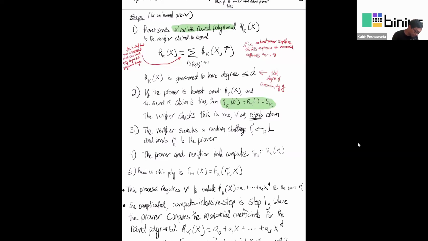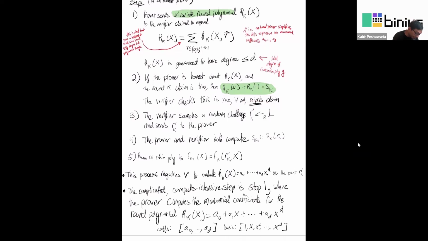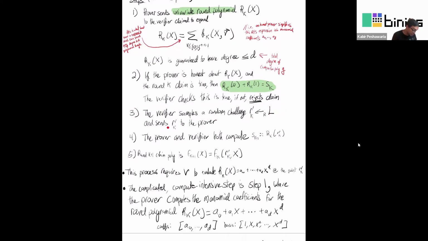Step 2. If the prover is honest about Rk(x) and the round k claim is true, then it must be true that Rk(0) plus Rk(1) is equal to the claim Sk. The verifier checks if this is true. If not, it rejects and stops the protocol right there. Step 3. The verifier samples a random challenge r'k from some cryptographically large extension field L, and sends this challenge to the prover.